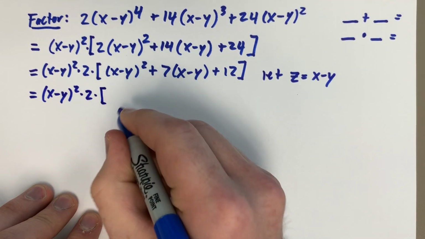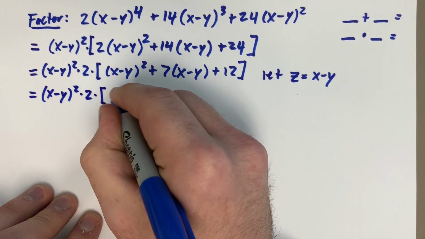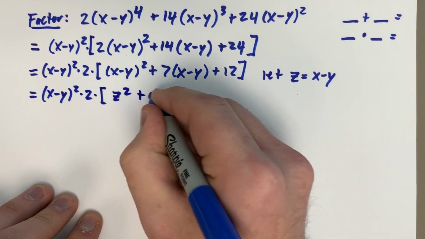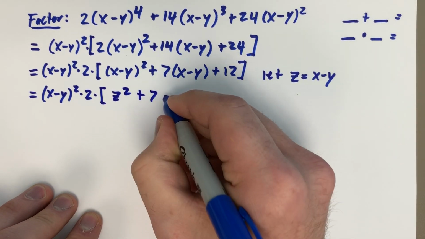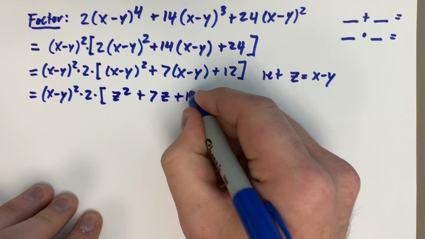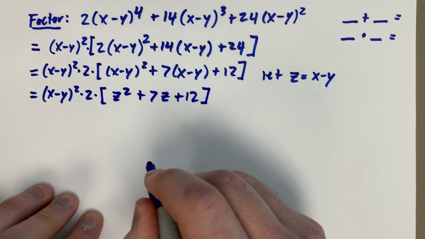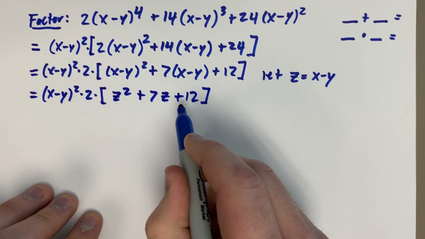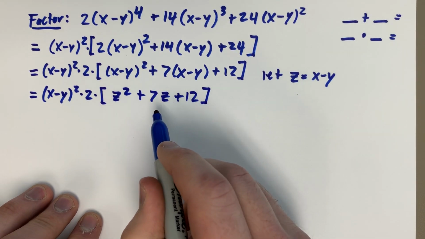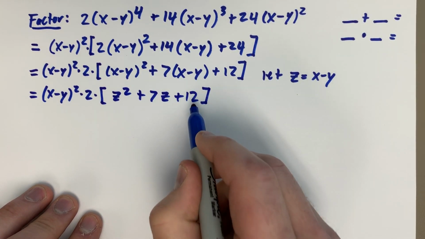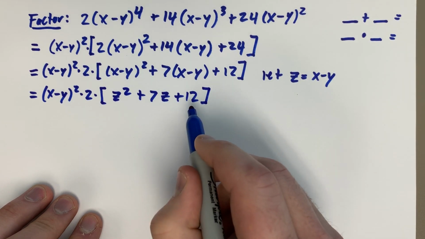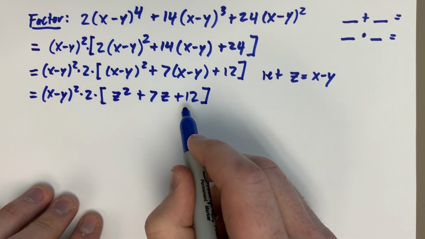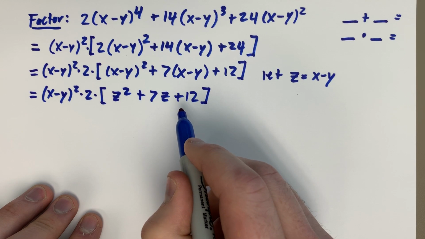So this gives us, well, I have an x minus y here, so I'll square a z plus 7z plus 12. Okay, so now this is definitely a quadratic that we know how to factor at this point. We need to find 2 numbers that multiply to 12 that add to 7. So examining the factors of 12, 3 and 4 are the first ones that come to mind.